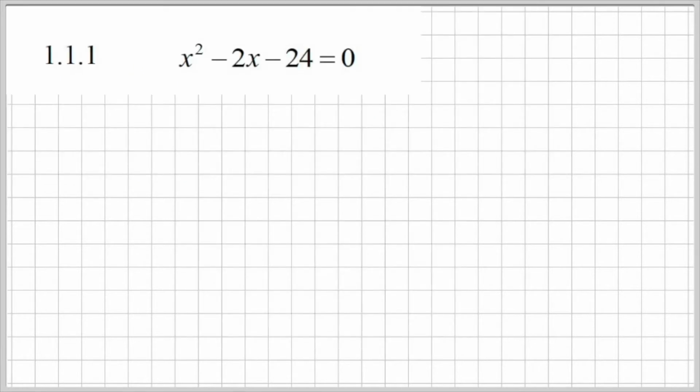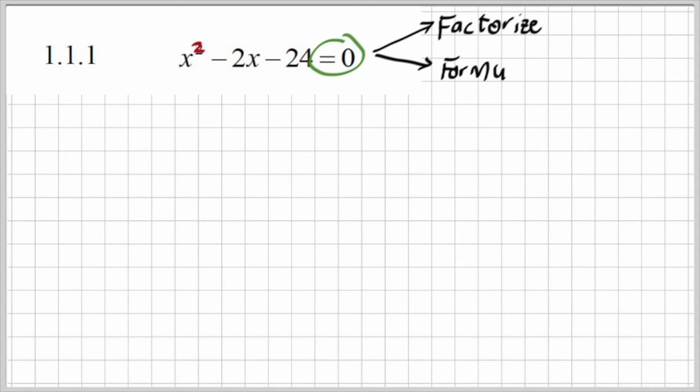Question 1.1, straightforward quadratic equation. So I need to have equal to naught. Once it's equal to naught, I'm either going to factorize, or I'm going to do the quadratic formula, or I'm going to complete the square. But I don't like completing the square, not because I can't do it, but because my students mess it up so badly. In paper 2, we're going to use the completing the square method. So let's look at this.